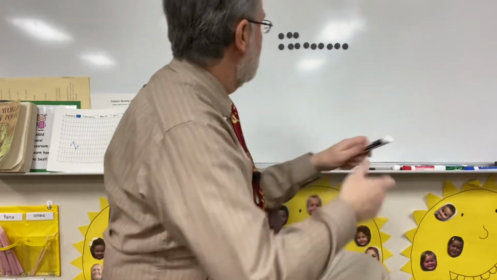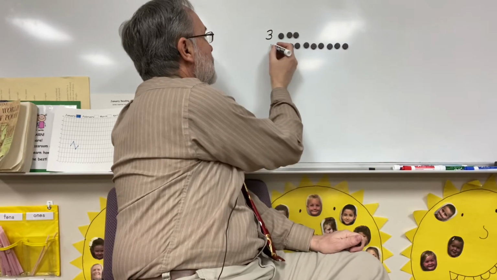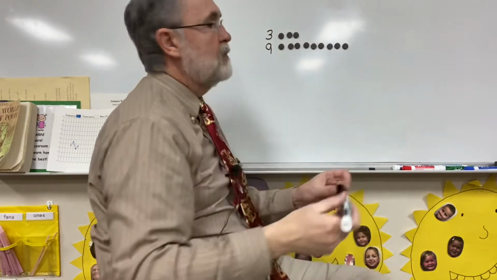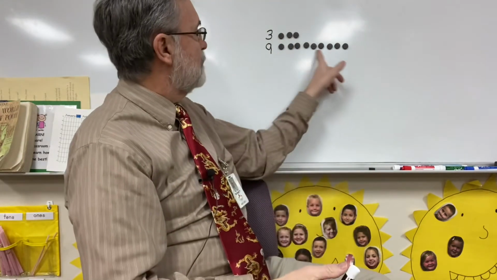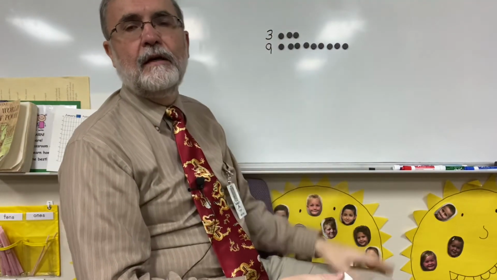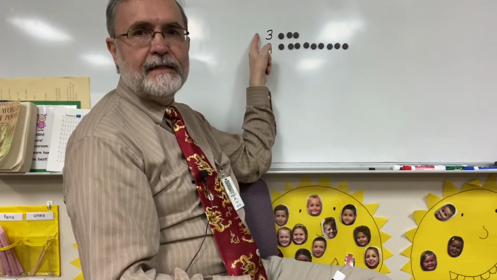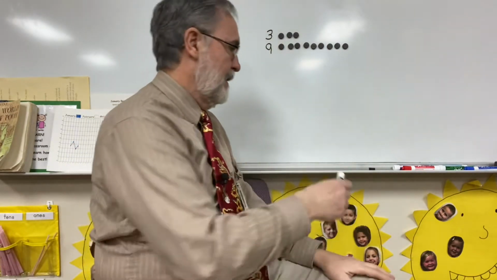Well, that's easy to tell, isn't it? When we look at this, let me write here, we have 3, and here we have 9, which is more. This one is more. 9 is more than 3. Which one is less? This one is less. 3 is less than 9.